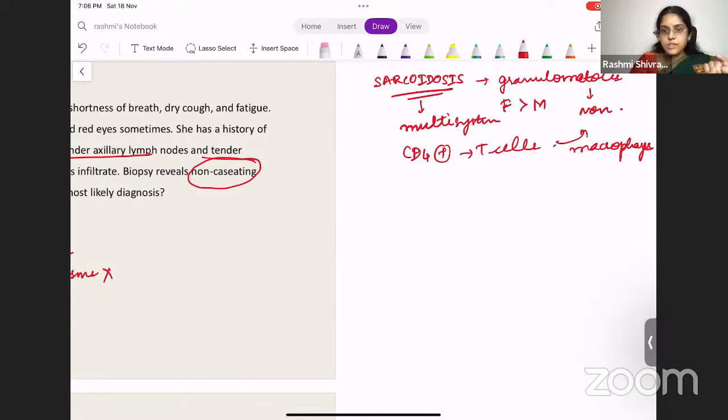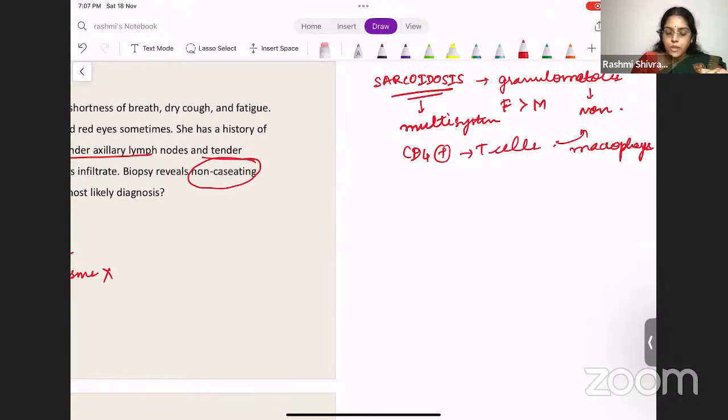Right. So sarcoidosis is a multi-system disease. It is a granulomatous disease. It is more predominant among females than males. CD4 positive T cells are involved in the pathogenesis. It also involves macrophages, which are involved in the granuloma formation. Right. So next, move on.